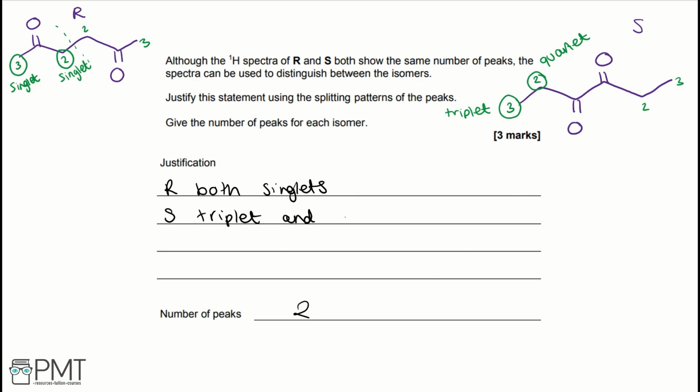And then to get the 3 marks for this question, you get 1 mark for talking about the splitting patterns in R, 1 mark for talking about the splitting patterns in S, and then 1 mark for correctly identifying that you'll have 2 peaks in the hydrogen NMR spectrum.